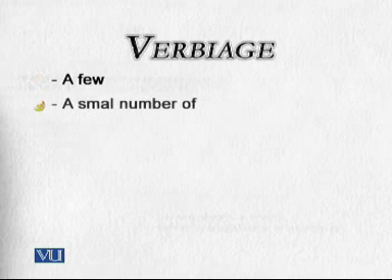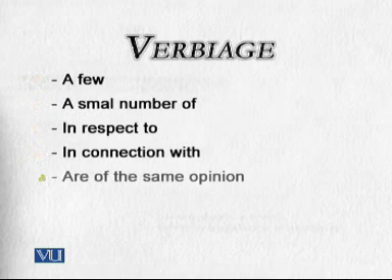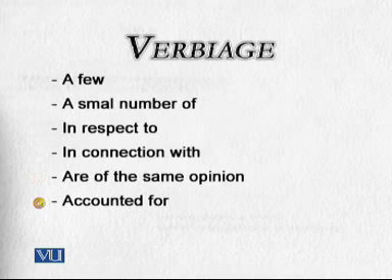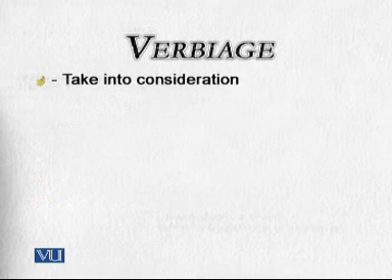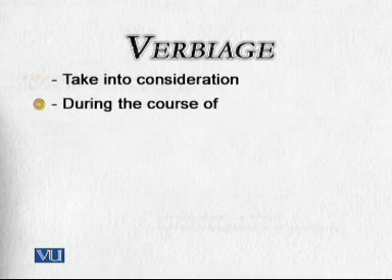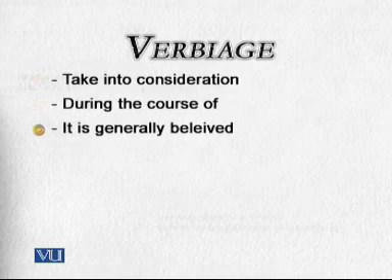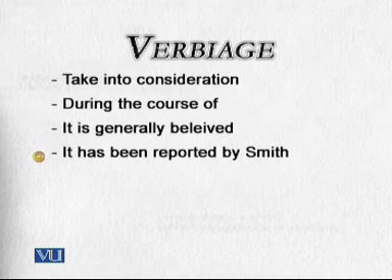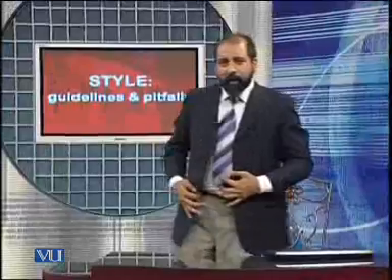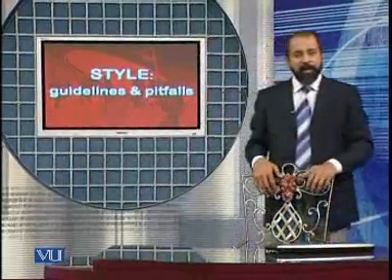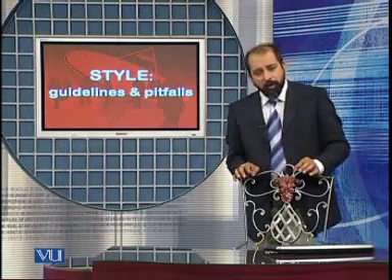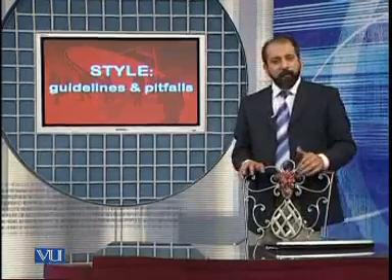Now, on your screen, you can see some examples of verbiage. A few, a small number of, can be a few. In respect to can be about. In connection with can be again about. Are of the same opinion, agree. Accounted for by the fact that, this is because. Take into consideration is consider. During the course of is during. It is generally believed is many think. It has been reported by Smith, Smith reported, and many more. Dear students, in redundancy, we say don't let your words repeat themselves for repetitive meanings. Exactly the same way, in verbiage we study that don't use too many verbs where one verb can do.